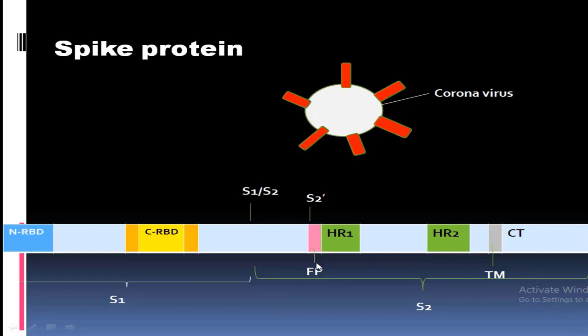And one part is the fusion peptide here, which later fuses with the plasma membrane of the host, and this is the transmembrane domain. This is the C terminal of this S2 subunit. This protein has two cleavage sites. One cleavage site is present between the S1 and S2, and the cleavage site just before the fusion peptide is the S2 prime.